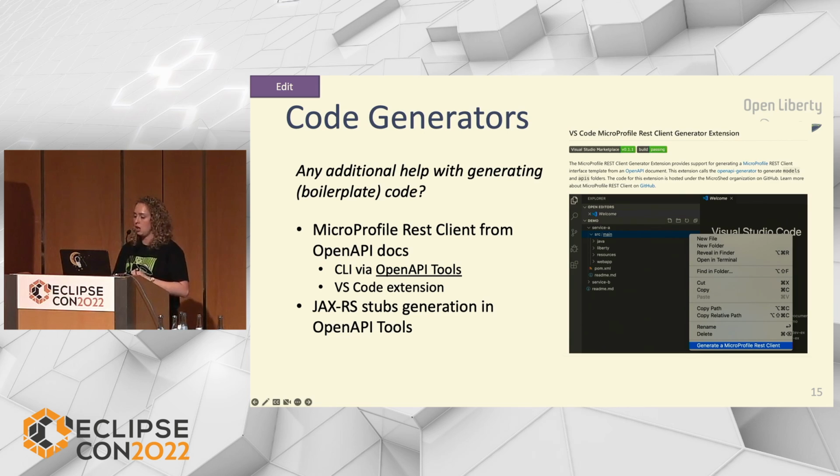There's also things like, for example, JAX-RS stubs generation, again, in the OpenAPI tools. And all of that is using JAX-RS 2. And all of this is really designed to help us reduce the amount of time we spend coding manually and help us to avoid making costly mistakes. All of these tools can help check our code, help suggest code, and really make it easier for us to go through this editing and writing code stage.